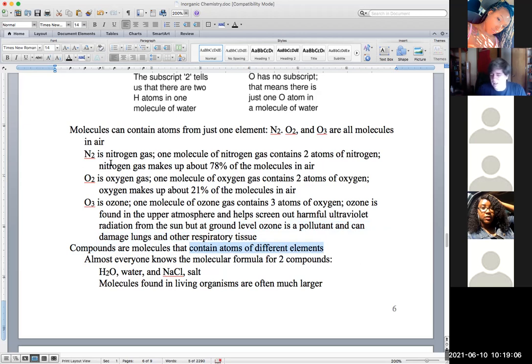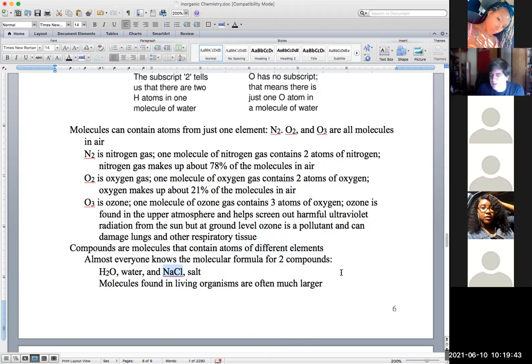Why? Because in N2, both of the atoms are nitrogen atoms. In O3, all three of them are oxygen. So to be a compound, you have to be a molecule and you have to have at least two different types of atoms. So H2O is a molecule, but H2O is also a compound. The other formula that most people have heard of, NaCl, what we sometimes call table salt, that's a molecule, but it's also a compound.